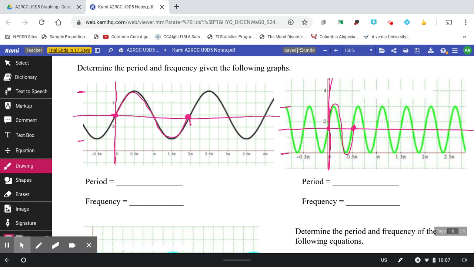If you want to see how many cycles are in 2 pi, you would just keep on going and count. This is 1, and then this is 2, and then this is 3, and then this is 4. Okay, but once you get 1, you can go ahead and determine the other because it's just 2 pi divided by the other one. Okay, happy practicing.